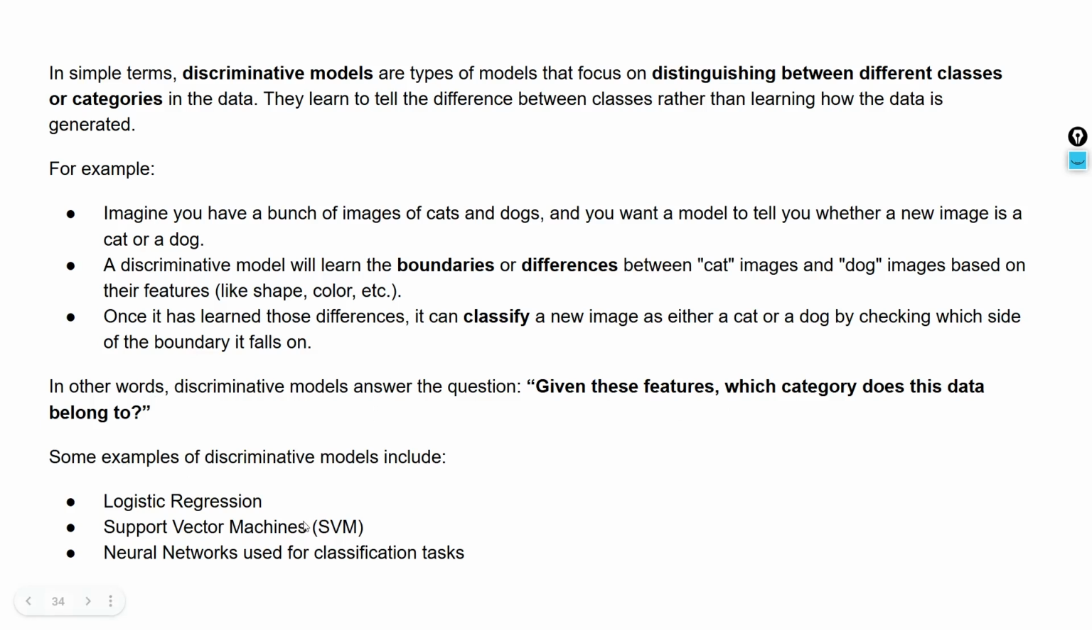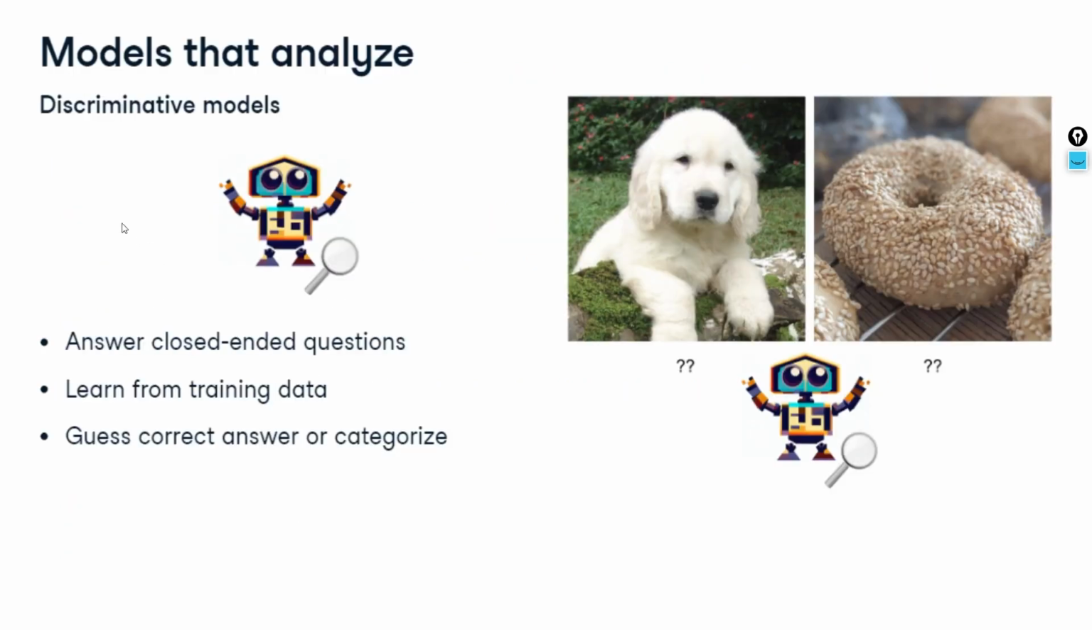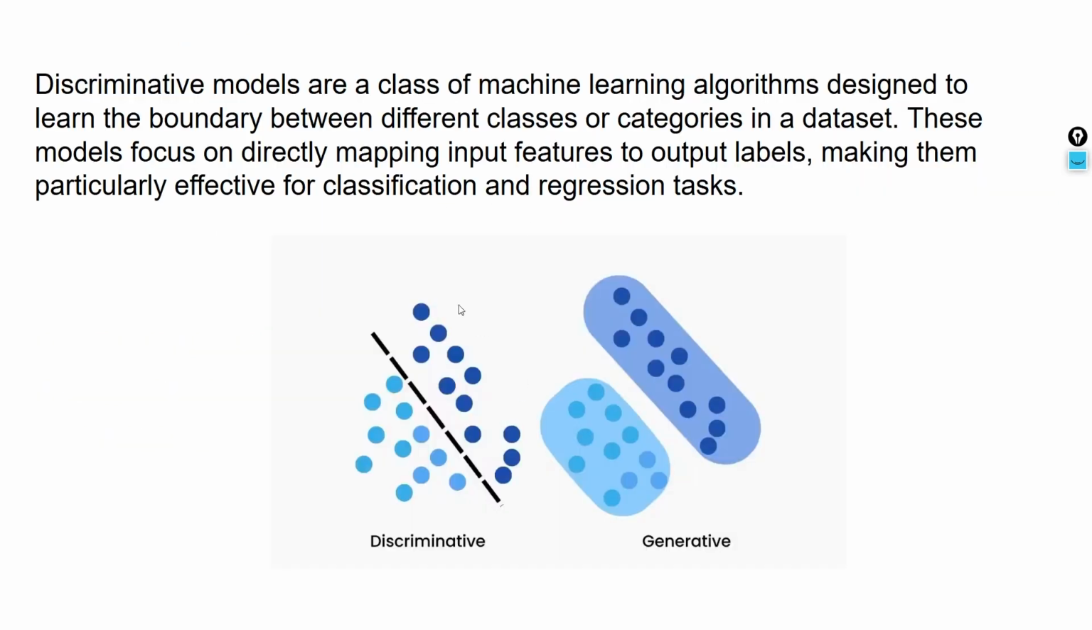Some examples of discriminative models are logistic regression, support vector machines, and even neural networks, which are used for classification tasks. Assume we have a bunch of images of a puppy as well as a bagel. After the training, the model will be able to answer the question whether a given image is a puppy or a bagel. So this is another example.